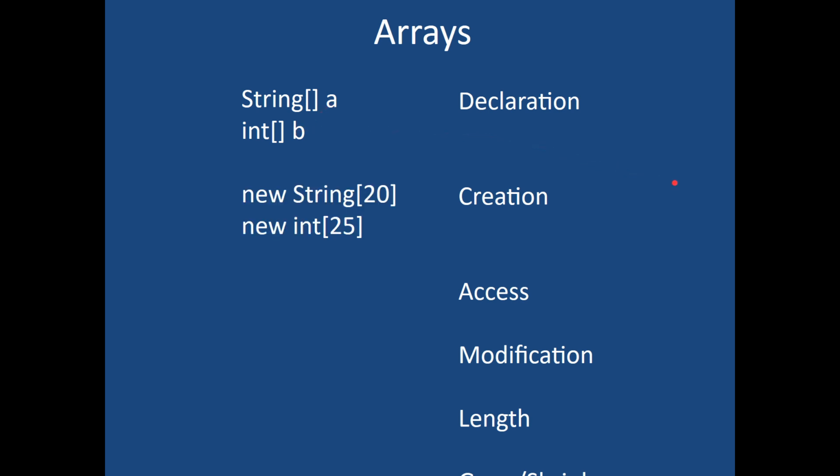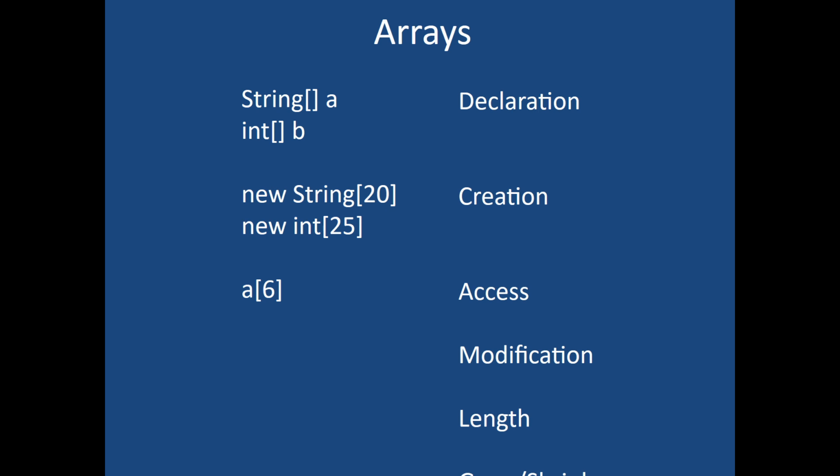That's how you declare. Here's how you create. You use new, just like you would with scanners. The way you create it is you say new string and then in square brackets 20. That creates a new string array of length 20. Or a new int array of length 25. So when you create the array, you have to say how long it is. Arrays don't grow or shrink. They're always whatever length you give when you create them. So that's how you declare them, and that's how you create them.